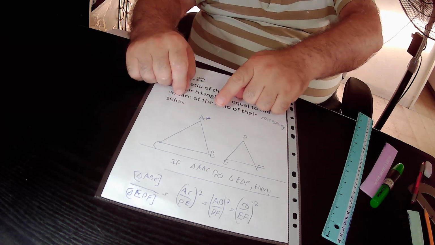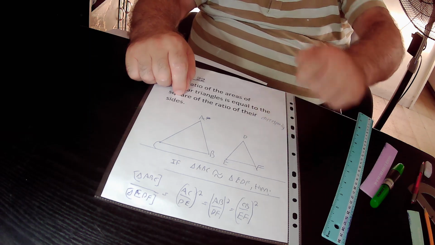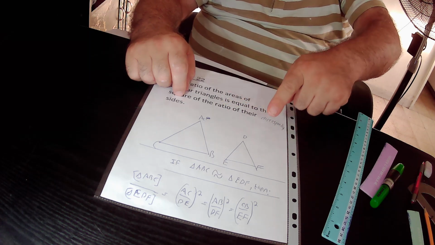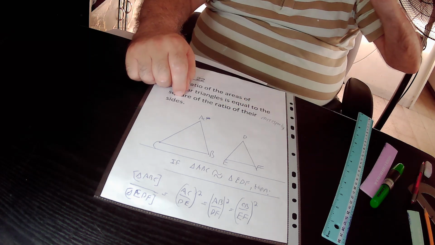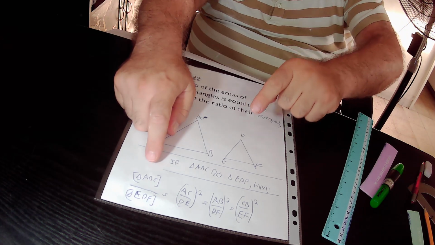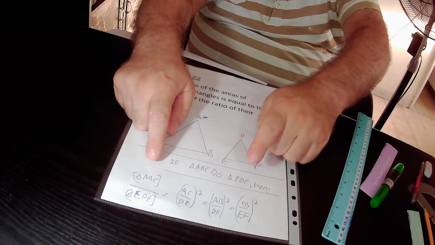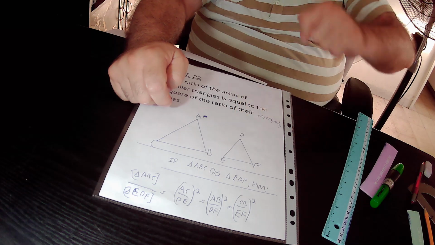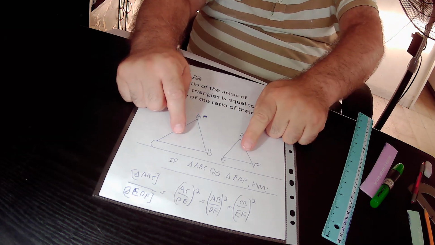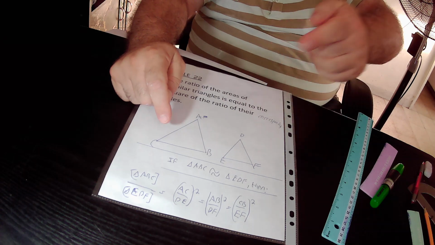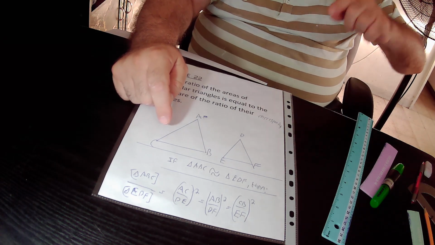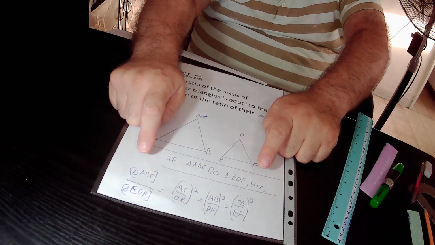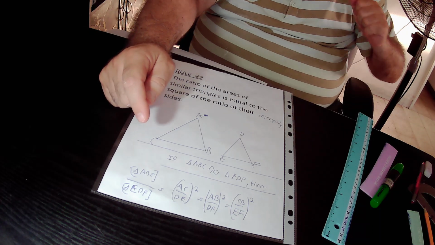Likewise, side AB is the corresponding side of side DF. And the square of the ratio of those two sides is equal to AB over DF squared. So the area of triangle ABC over the area of triangle DEF also equals AB over DF squared. And finally, side CB is the corresponding side of side EF. So the square of the ratio of those two corresponding sides is equal to CB over EF squared. So in total, we have found out that the area of triangle ABC over the area of triangle DEF is equal to CB over EF squared.